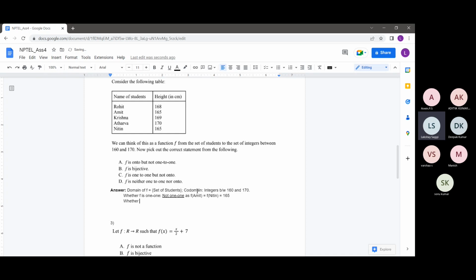But if we had to show that it is actually 1, 1, then we would have to show that all the elements take different values. So now to check whether f is onto.